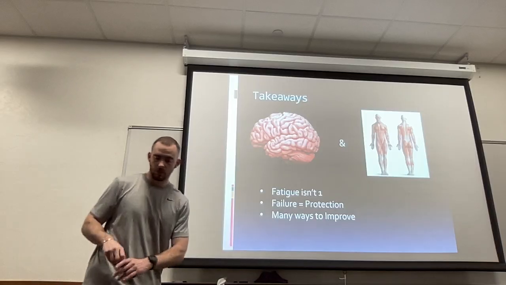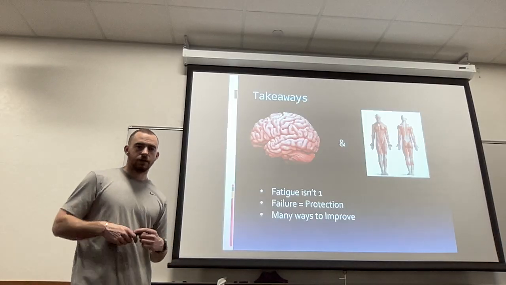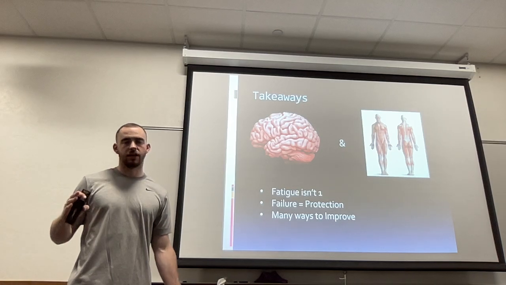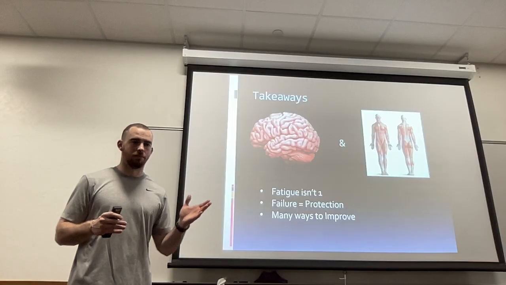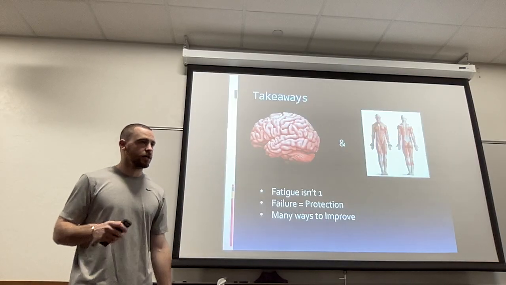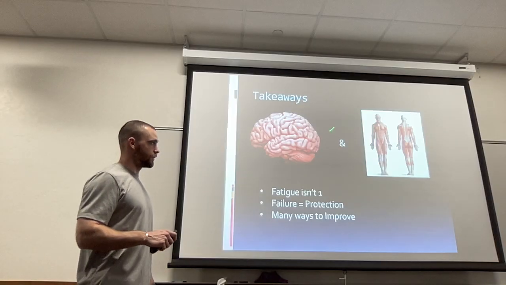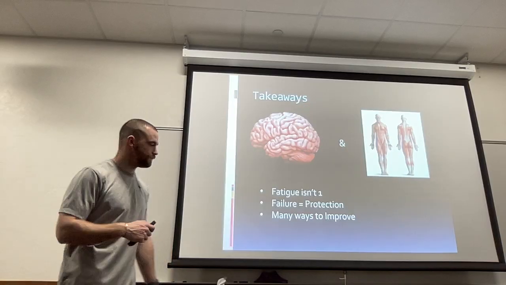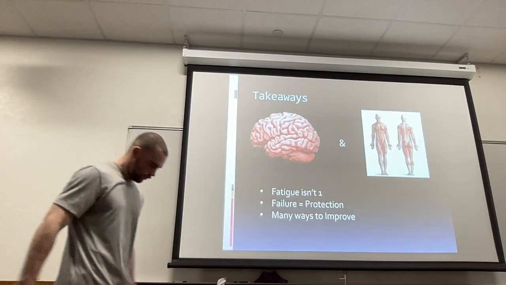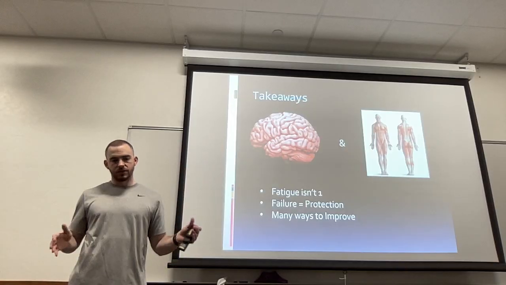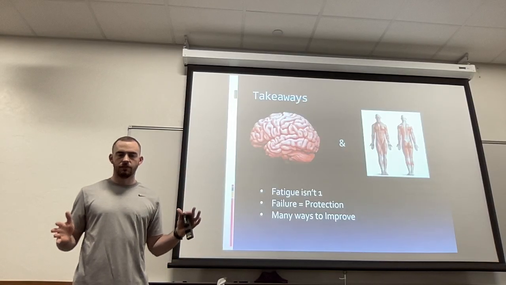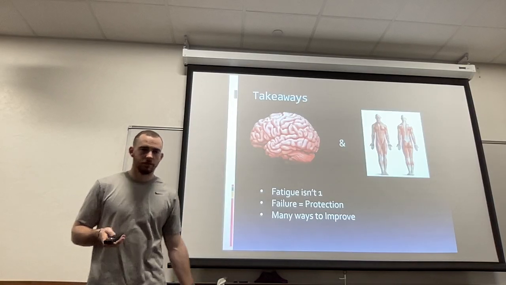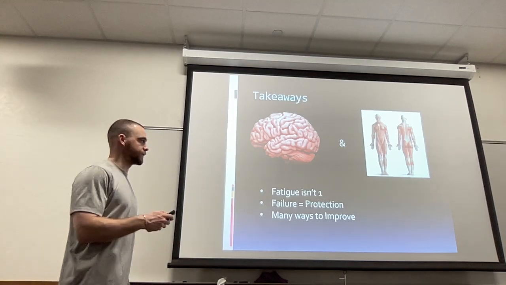Failure equals protection. When your body fails, understand it's for a reason. You pushing through it or trying to push through it, there's a reason for that failure. Obviously, in these bouts of peak performance, you're going to have to push through failure. You're going to have to do as best you can. But understand that that's something you can work on, that you can increase your failure point, but failure is there for a reason. And there's many ways to improve. We've talked about all of these factors. There are ways to improve. It's 2025, there's a lot of things going on, there's a lot of research to be done, and there's ways that we can get better. There's ways that we can improve athletes' peak performance.